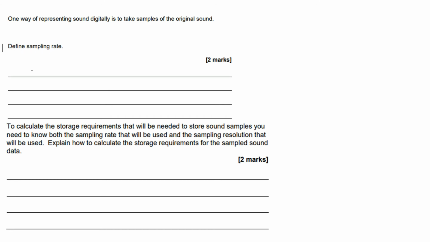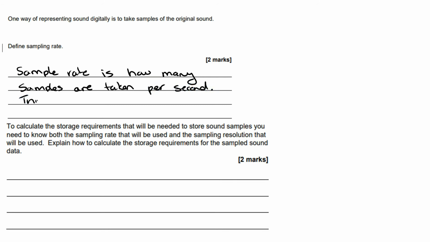So one way of representing sound digitally is to take samples of the original sound. Define sampling rate. So sampling rate is how many samples are taken per second, and then this is measured in Hertz.